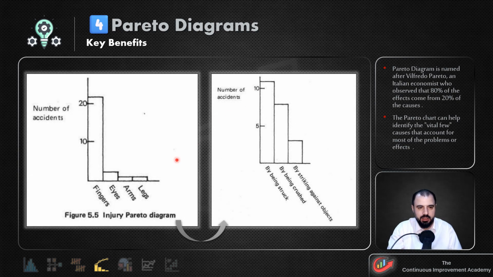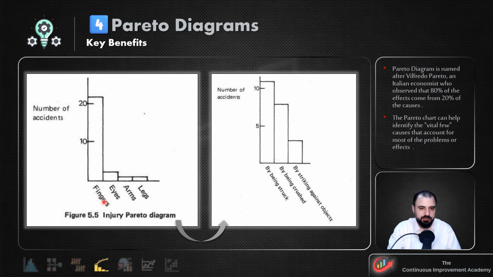Here, there is an interesting way of using the Pareto diagram. So, for example, here I have specific injuries by type, or sorry, by body part. Here we have the fingers, eyes, arms, and legs. Currently, I have the highest frequency with fingers.